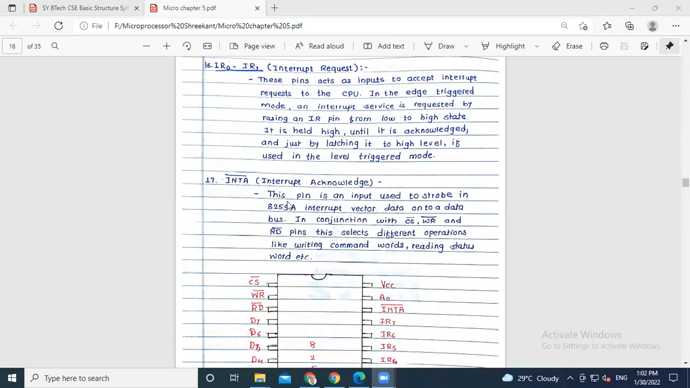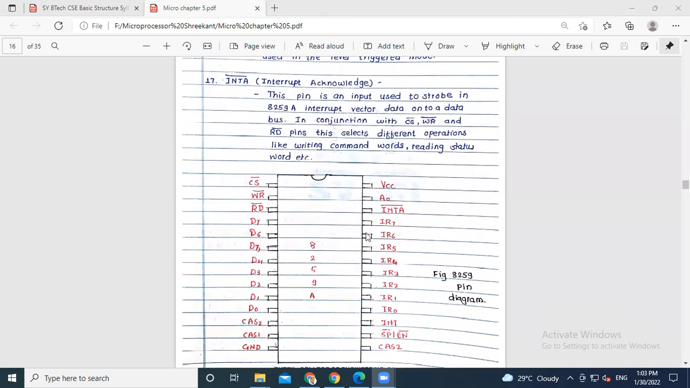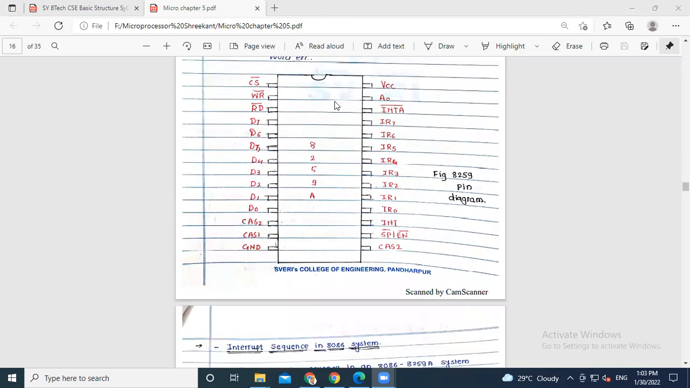Next one is interrupt acknowledgement. This pin is used in conjunction with the read and write signals, and it is helpful in the interrupt acknowledgement. Acknowledgement means responding. Okay, so this is the pin configuration of the 8259 PIC. We have to connect it to this number, and this is the ground. All the remaining pins that I explained up to now, we have to mention here.